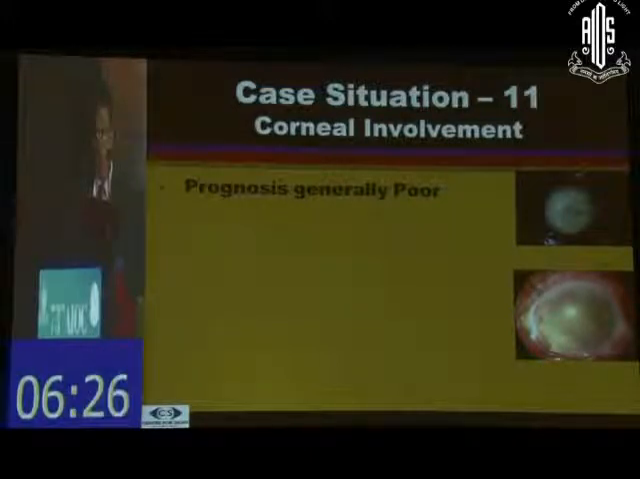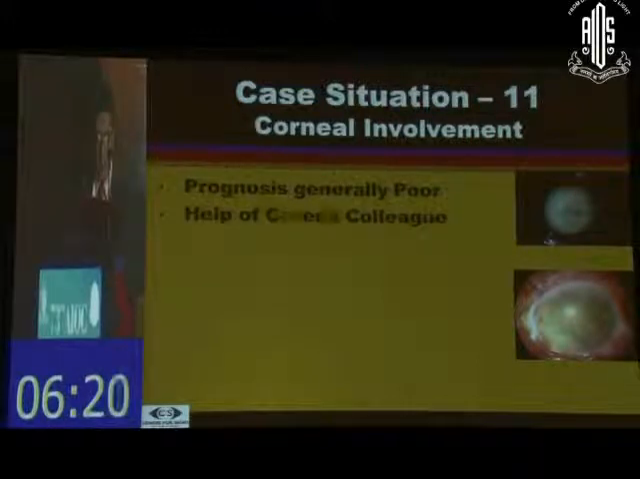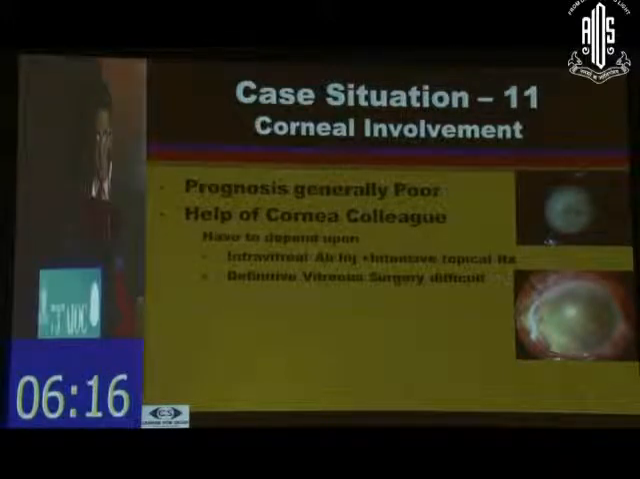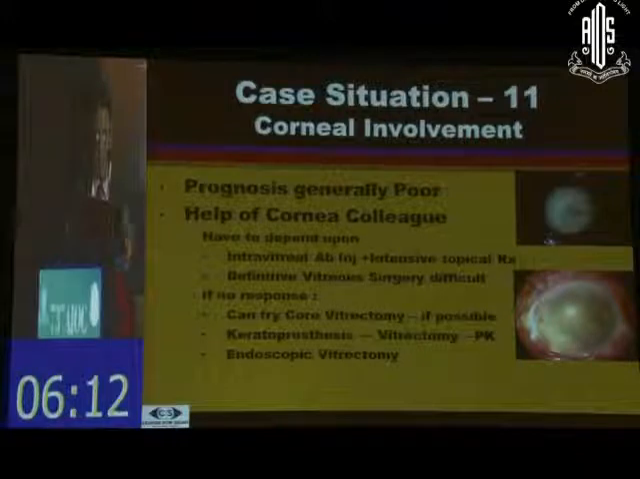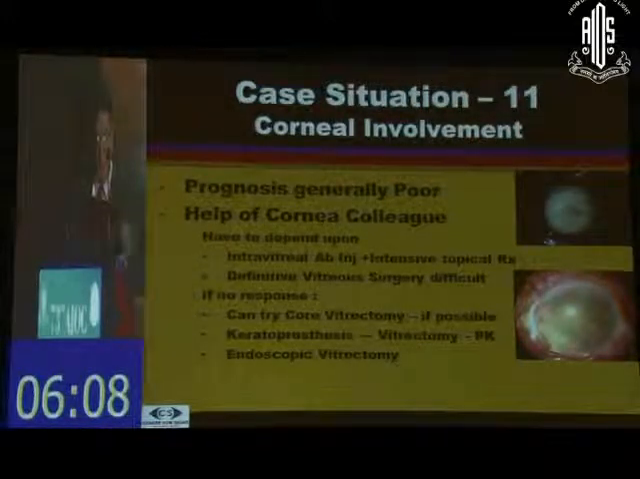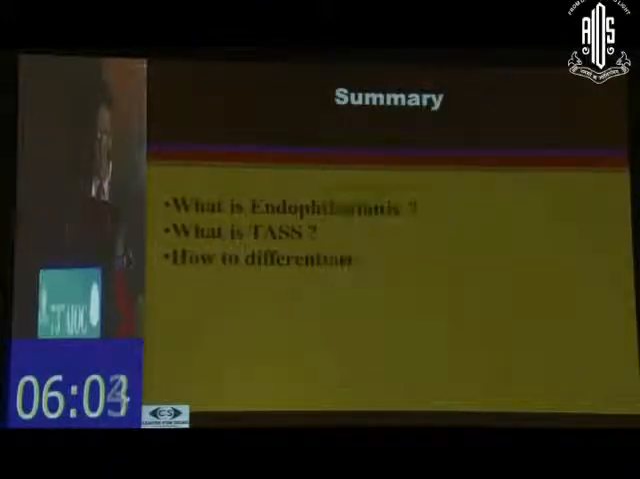But if you have a cornea like this in a patient who is a late presentation, then the prognosis is generally poor, and you have to take help of a corneal colleague who may do a temporary keratoprosthesis, then you do a vitrectomy through the keratoprosthesis, then put in a graft. Or some people also advocate endoscopic vitrectomy, which is also becoming popular.